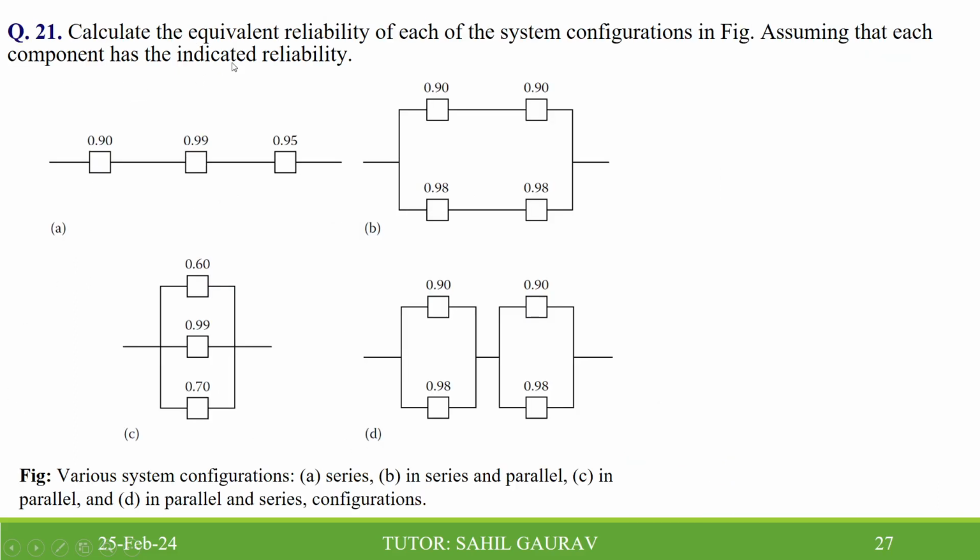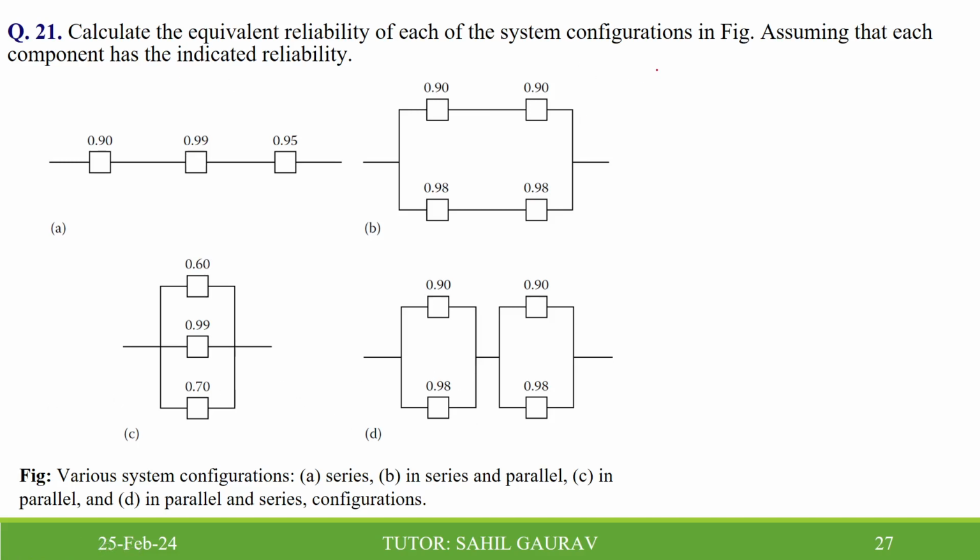Here you have to find the equivalent reliability of each system configuration, assuming that each component has the indicated reliability. First is the series connection, then in B we have a series and parallel combination, in C we have a parallel combination, and in D a parallel and series configuration. You have to find the reliability.